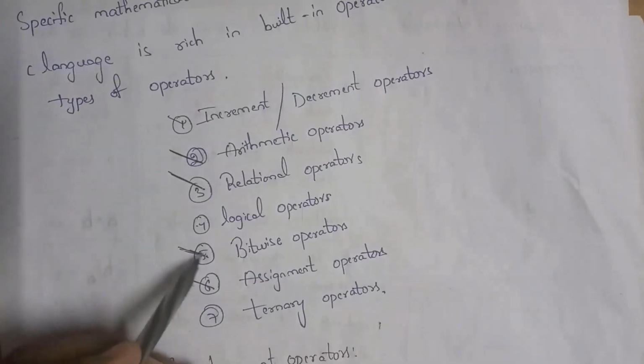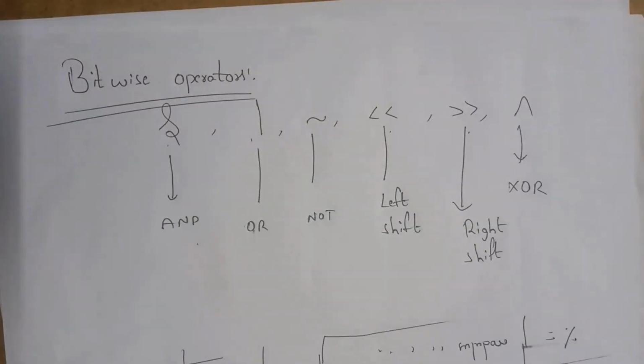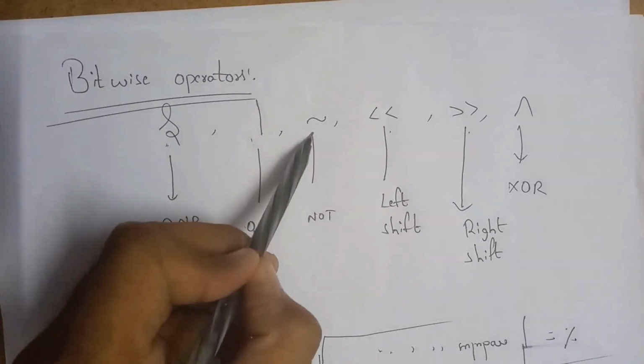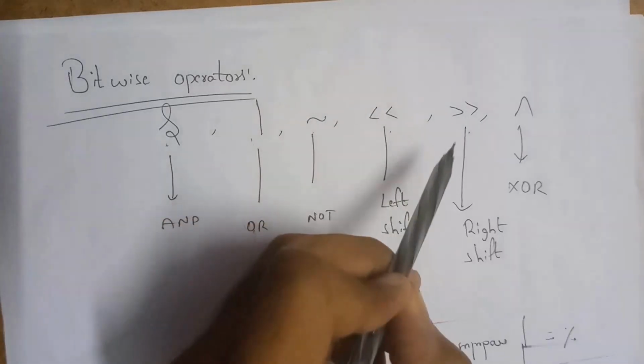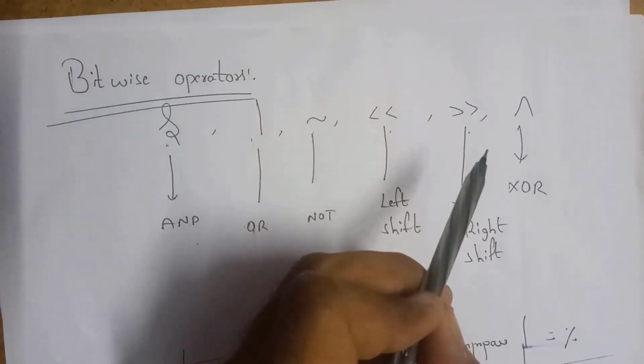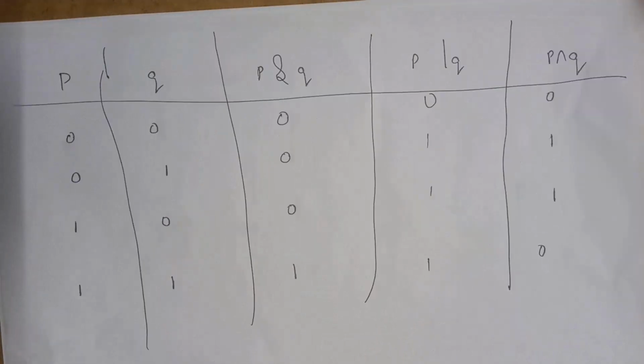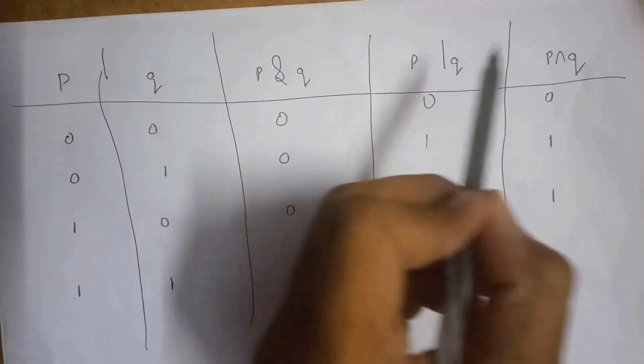Next I will explain bitwise operators. These are various types of bitwise operators. On that, first one is AND, second one is OR, third one is NOT, fourth one is left shift, fifth one is right shift, and at last sixth one is XOR. These are various types of bitwise operators. Guys, you need to remember this table for bitwise AND, bitwise OR and bitwise XOR.